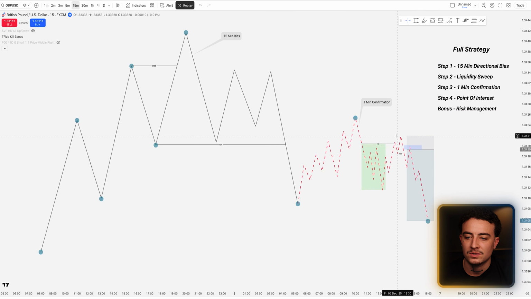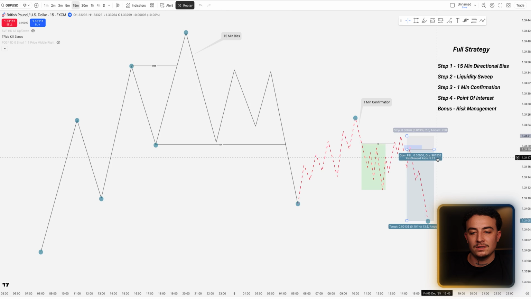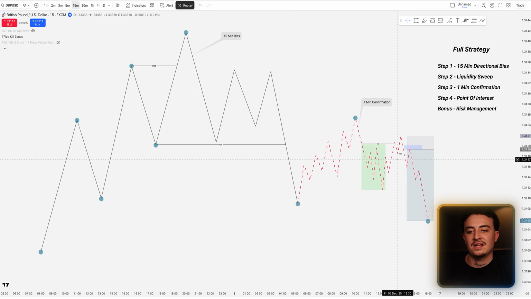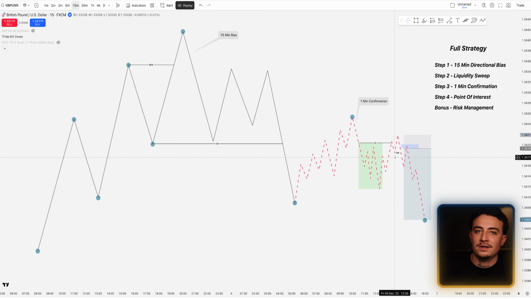We have our sweep to the upside, meaning we've now got our 15-minute directional bias. We've got our liquidity sweep. Then we need to look for the 1-minute confirmation. The 1-minute confirmation is a change of character to the downside, realigning the 1-minute with the 15-minute. So now, in this situation, we've swept to the upside. We've then had a change of character. Now we're 15-minute bearish. We've had our liquidity sweep to the upside on London, and we've got our 1-minute confirmation. Now we need to look for our point of interest.